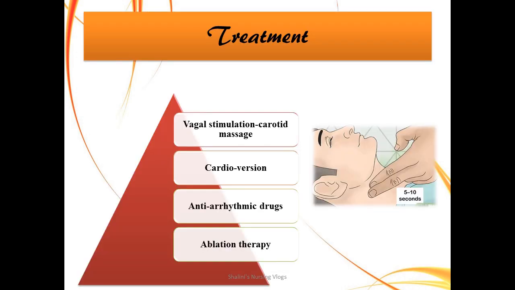So what is the treatment that you want to give for a patient who comes to you with flutter? One thing is, we can think of vagal stimulation, that is carotid massage. You try to massage the carotid artery, not more than 5 to 10 seconds, also making sure you are not occluding the artery. Your aim is only vagal stimulation. Second thing is synchronized cardioversion. Also giving them antiarrhythmic drugs to maintain the stability of the heart rate. Also ablation therapy to ablate the particular area which discharges an ectopic impulse.